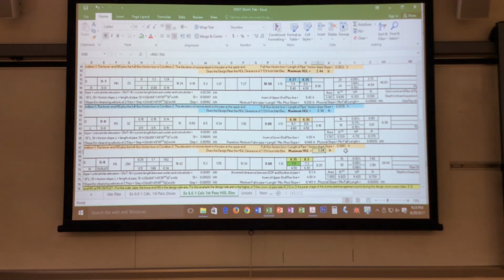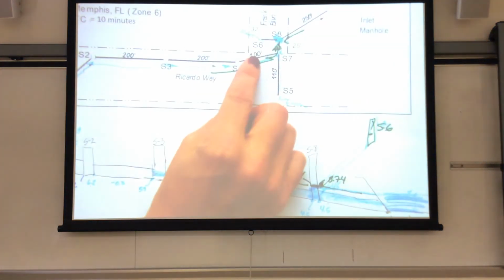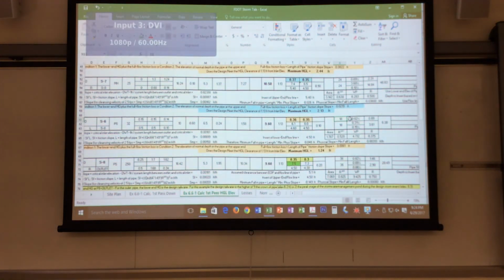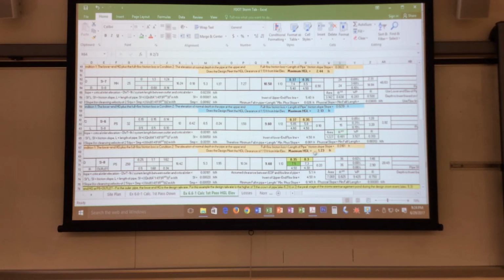The next one, here's the one that's only flowing 1.8. Here's something else. It's got a 1.2 elevation change, or maximum. So you could, and remember what the S6 to S5 is. S6 to S5 can technically be a smaller pipe because it's not part of the main branch. So I could make that a 15 as long as I still meet the hydraulic gradient.